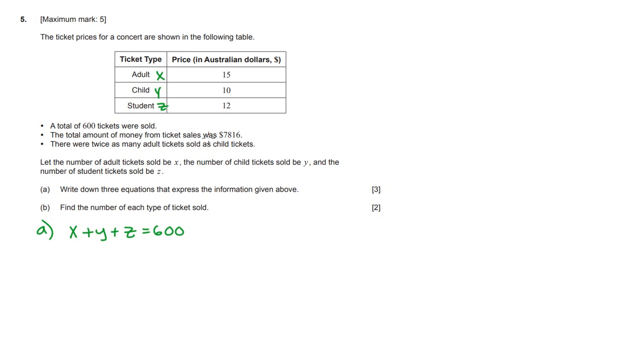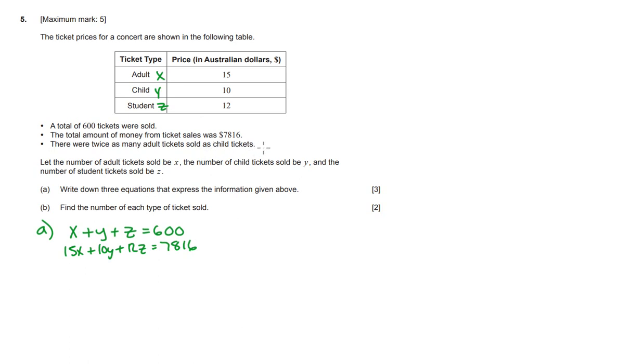Second one, the total amount of money from ticket sales was $78.16. So for every adult ticket, we get $15. Every child ticket, we get $10. Every student ticket, we get $12. So we would simply want to multiply the X by 15. So that's going to be 15X plus 10 times Y is 10Y plus 12 times Z is 12Z equals 78.16.